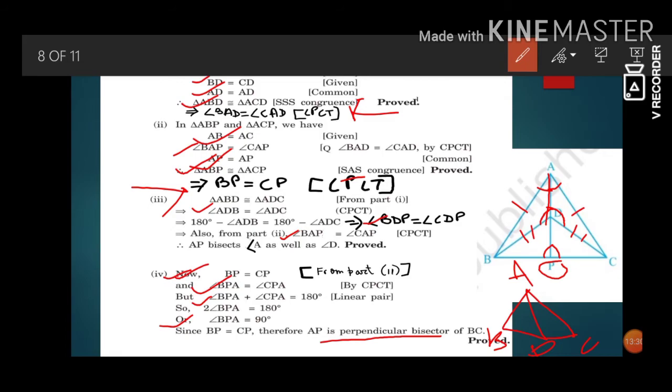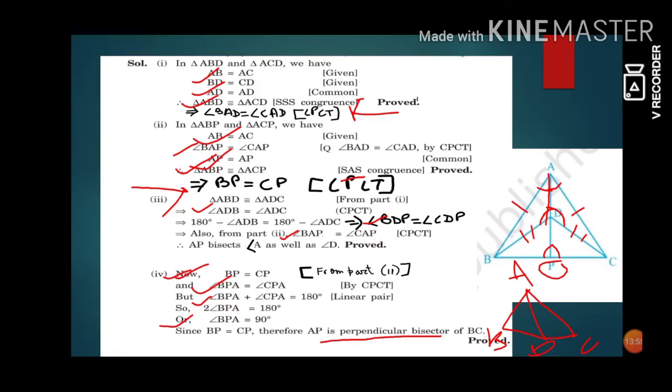So to prove that a line is a perpendicular bisector, we have to show both that the line is bisecting the baseline, as well as that it is bisecting at 90 degrees. Then only we can show that the line AP is the perpendicular bisector of BC. So this was our third question.